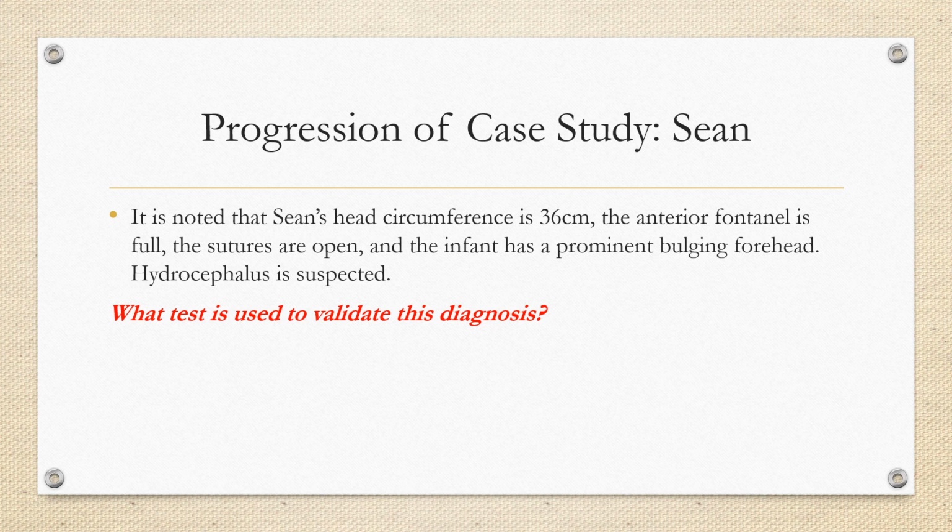Progression of case study, Sean. It is noted that Sean's head circumference is 36, the anterior fontanelle is full, the sutures are open, and the infant has a prominent bulging forehead. Hydrocephalus is suspected. What test is used to validate this diagnosis?